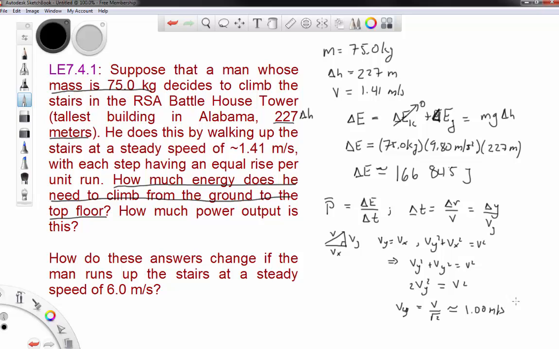So as a nice approximation, this means that Vy is approximately 1 meter per second. Okay, so we're going up 227 meters at a rate of 1 meter per second. So delta T is 227 meters divided by 1.00 meters per second. Of course, that's 227 seconds. This isn't physical science, so we don't need a calculator for that.